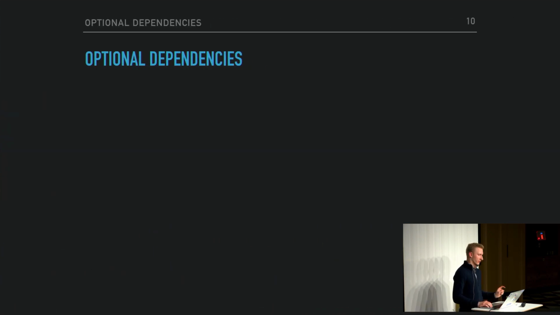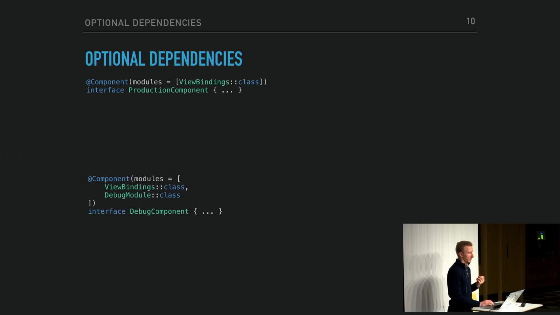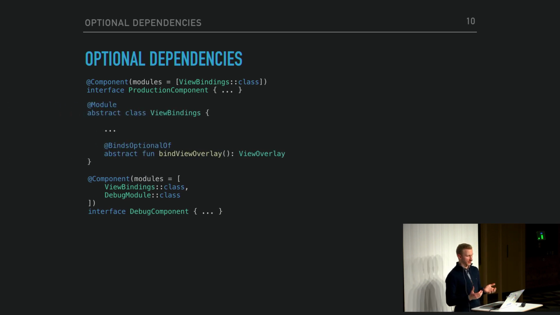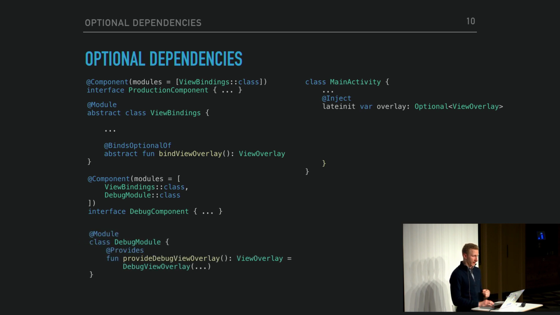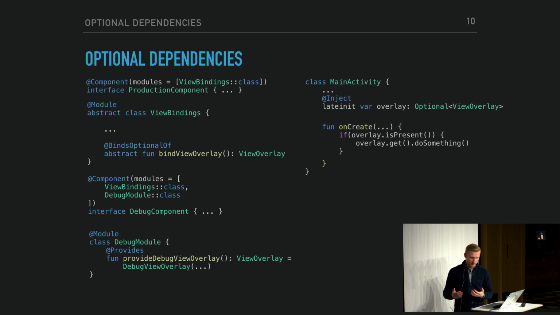Let's look into one of the scenarios here. We have two components, one for a production build and the other one for debug. They both use view bindings module, which provides us with some dependencies, including an optional view overlay instance. The activity here is present in the main package, not in any specific flavor one. But in the debug variant, the component provides a debug view overlay, while the production one doesn't even declare it anywhere in the graph. We can then inject an optional of that view overlay, and when it is present, then we can install it into the activity.